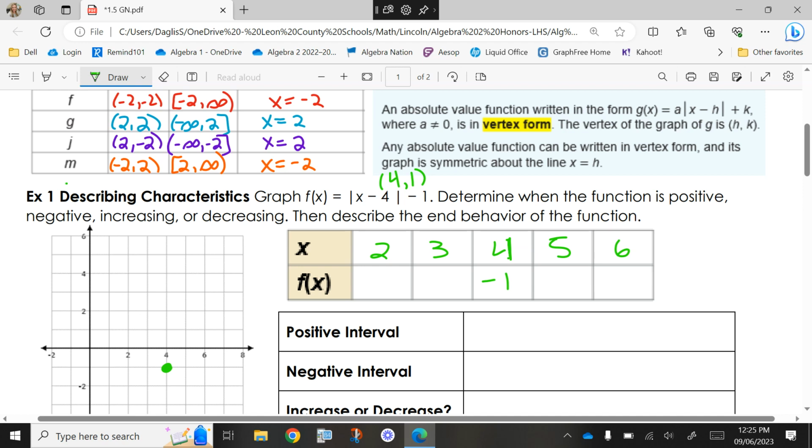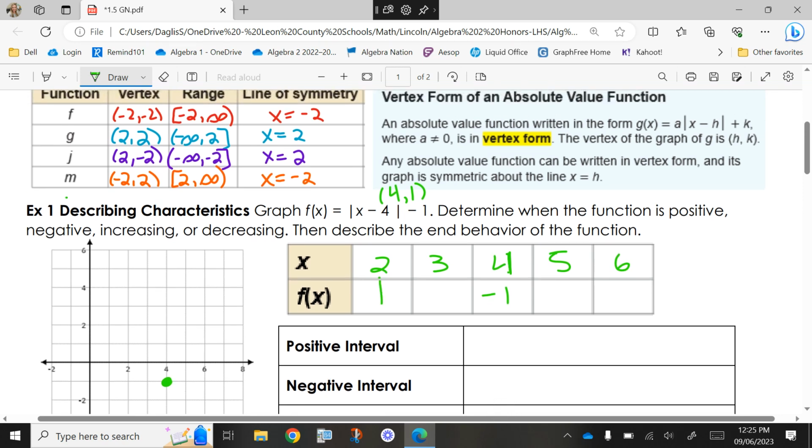Now, plug stuff in. What number do you want to plug in first? 2, 3, 5, or 6? 2 sounds great. All right, what is 2 minus 4? -2. What is the absolute value of -2? 2. And what is 2 minus 1? 1. What else should match that? The 6 should. Let's make sure. What is 6 minus 4? What's the absolute value of 2? What's 2 minus 1? Woohoo! That worked. Okay, makes sense. They're reflective points.